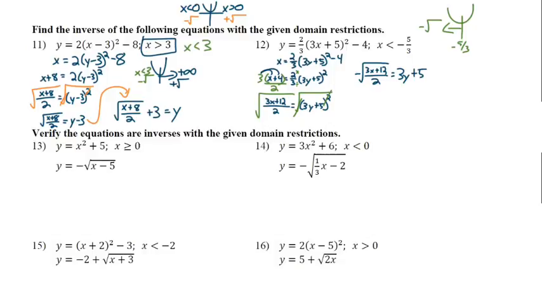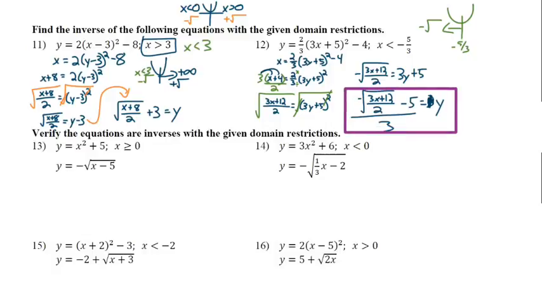We just got to move the 5 and move the 3. So to move the 5, I'll subtract it. So that's negative square root of 3x plus 12 over 2, sorry, forgot my root, minus 5 equals 3y. And then last but not least, divide by 3. And there's your final answer. Ugly, I know, but it's just moving one piece after another. And do we need the portion going to negative infinity, or do I want the portion going to positive infinity? Okay. There you go.